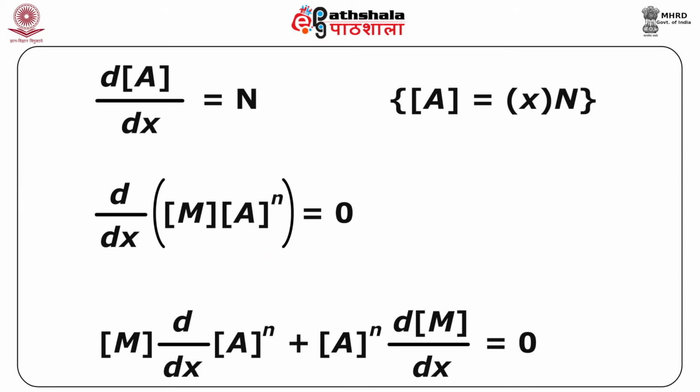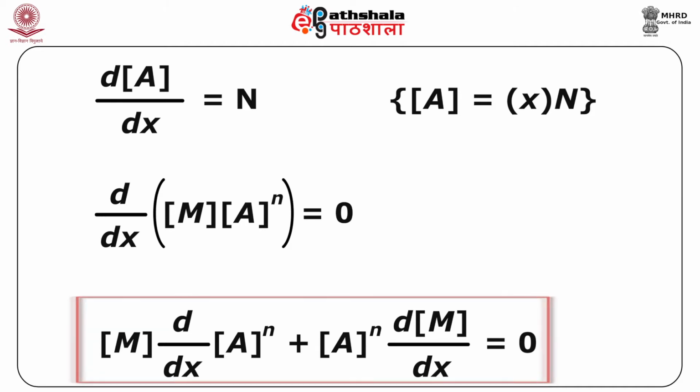On simplifying this equation using the product rule, we obtain the expression: concentration of metal into d of concentration of ligand raised to the power n upon d chi, plus concentration of ligand raised to the power n into d concentration of metal upon d chi, is equal to 0.